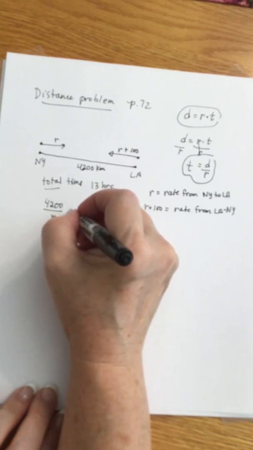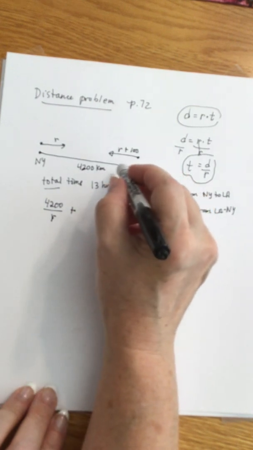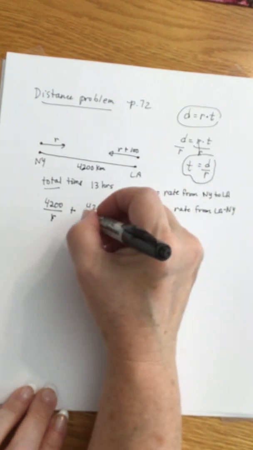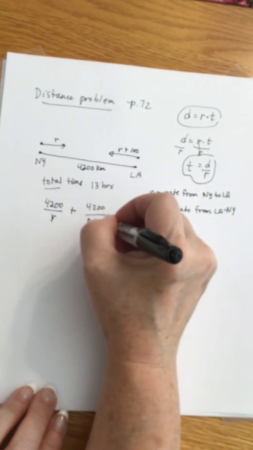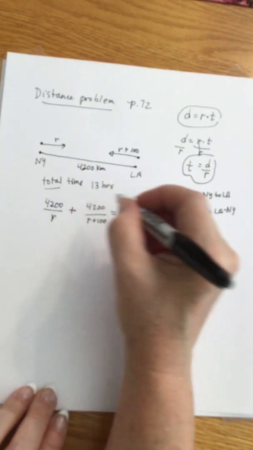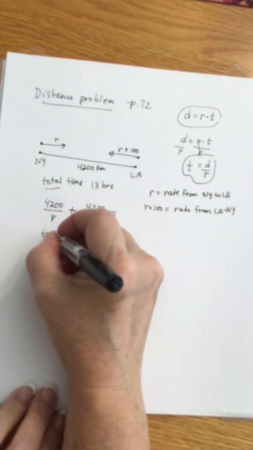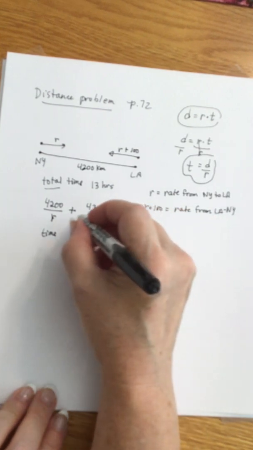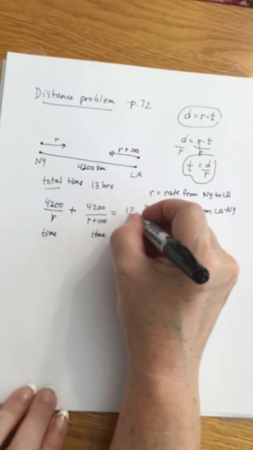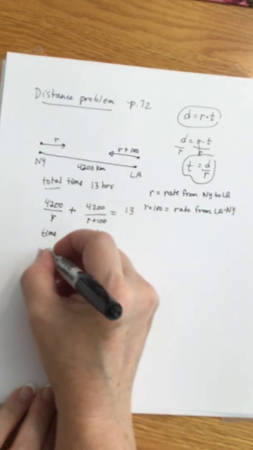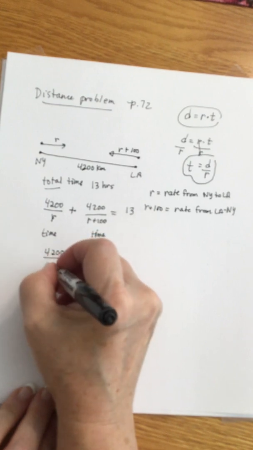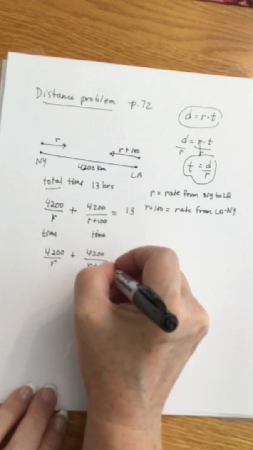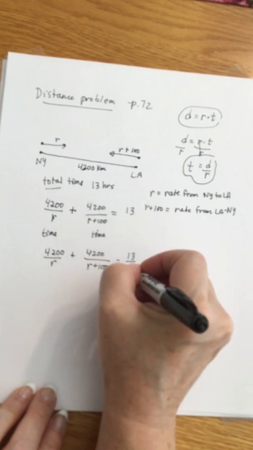Total time means I'm adding them. So plus, on this one, my total distance is 4,200. Distance divided by rate, and my rate is R plus 100. Now, what do these all stand for? These stand for time. Distance divided by rate is time. So what is my total time? My total time is 13 hours. So now I have an equation that's 4,200 over R plus 4,200 over R plus 100 equals 13 over 1.